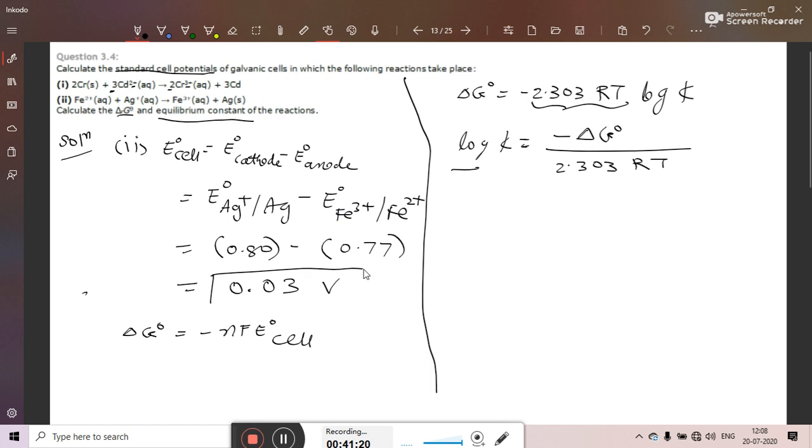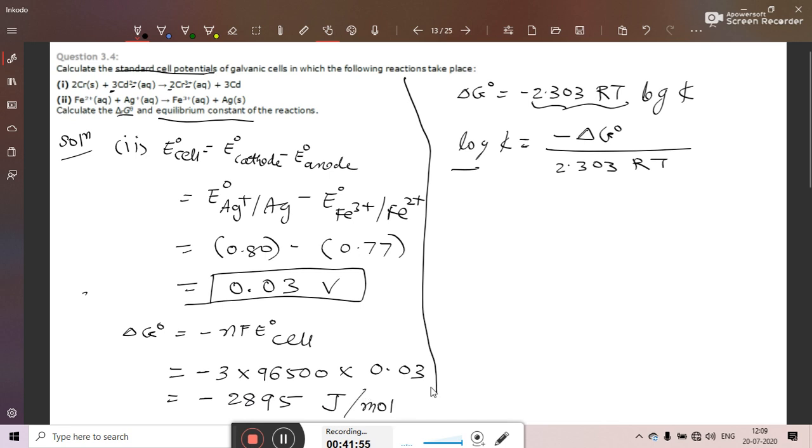Now delta G naught equals minus nF E naught cell. Now what is the total charge on the left hand side? 2 plus and 1 plus, 3 plus. On the right hand side also Fe3+. So the number of electrons gained or lost is 3. F in terms of coulomb is 96500. E naught cell is 0.03 volt. So delta G naught will come out as minus 2895, and coulomb into volt is joule. So minus 2895 joule per mole. So this is our second answer.